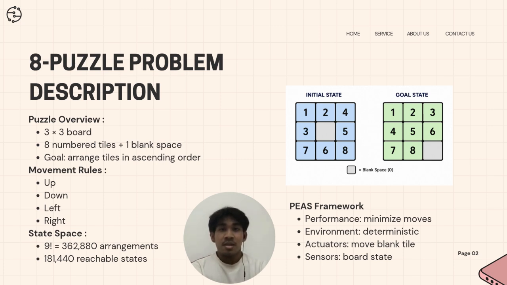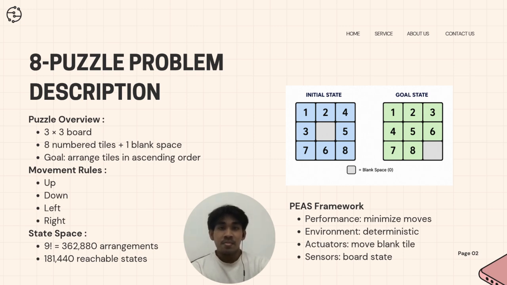This problem has a large, complex search space. The total number of possible arrangements is 362,880, but only 181,440 states are reachable from a given starting state due to inversion parity constraint. The number of possible moves also depends on the position of the blank tile. A corner position has 2 possible moves, an edge position has 3 possible moves, and the center position has 4 possible moves.